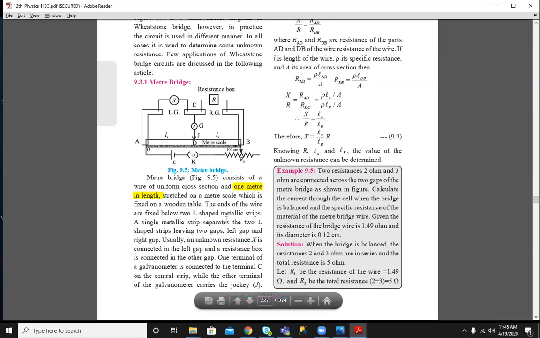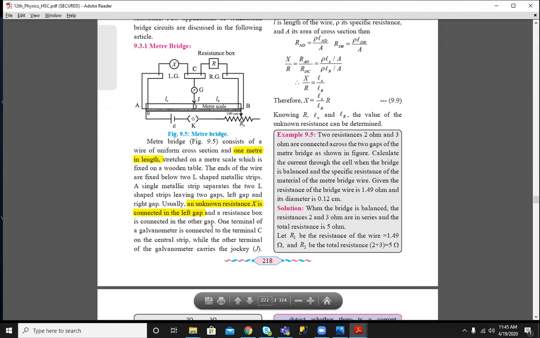Let's see. A single metal strip separates the two L-shaped strips. Mostly these strips are copper strips, and there is one I strip, forming a left gap and a right gap. In the left gap the unknown resistance X is connected, and the resistance box is connected in the right gap. This is a known resistance. And the galvanometer is connected. You can see one end of the galvanometer is connected to the junction of these two resistances, and the other end is connected to a jockey. What is a jockey?